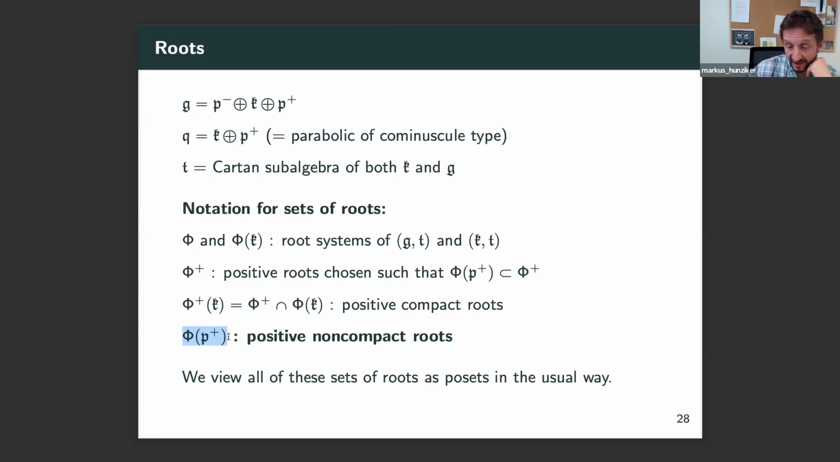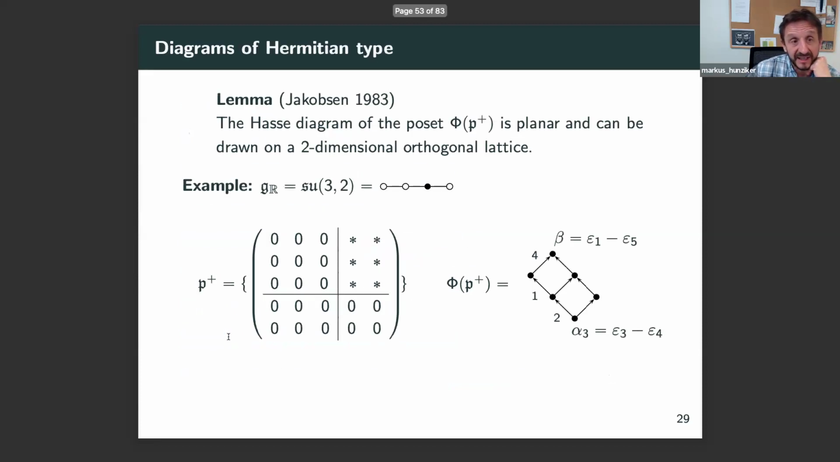And these posets are very, very nice. In fact, Jacobsen showed in '83 that the Hasse diagram of these posets of non-compact positive roots are planar, and they can be drawn on a two-dimensional orthogonal lattice. Let's look at a simple example of SU(3,2).